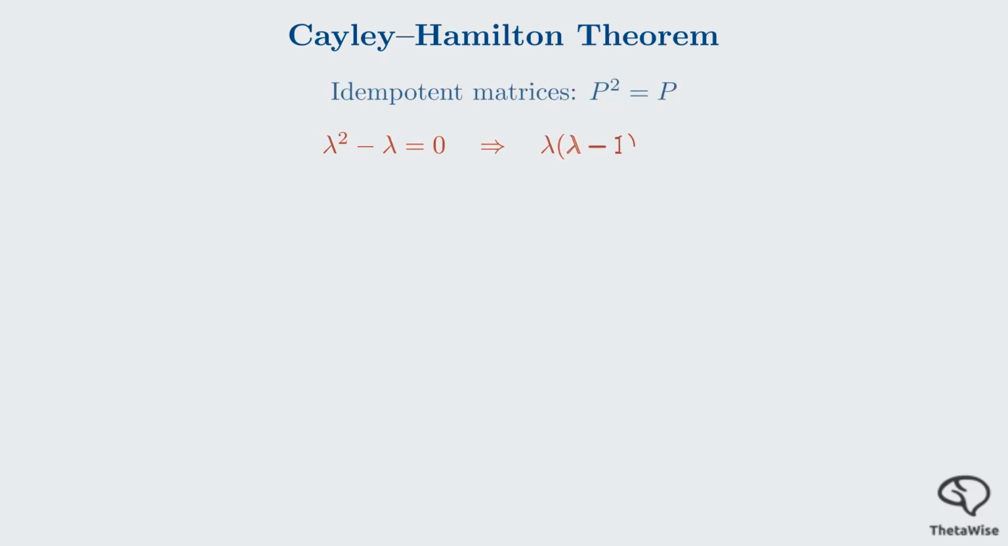The theorem also explains why an idempotent matrix has only 0 and 1 as eigenvalues. Its equation is lambda squared minus lambda equals 0.